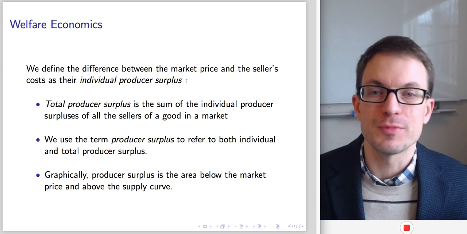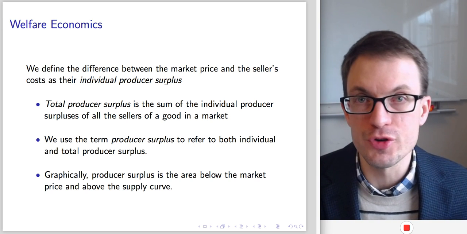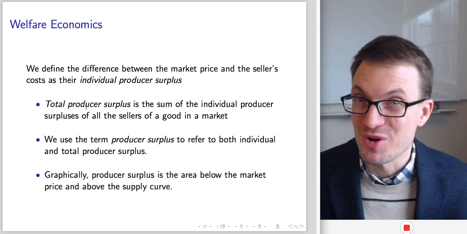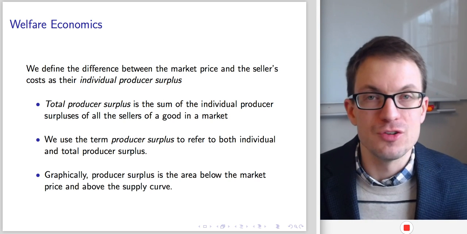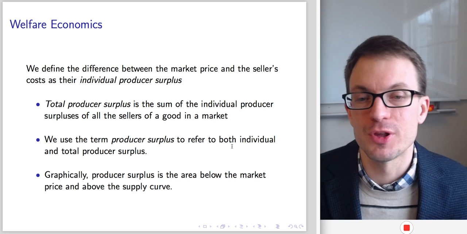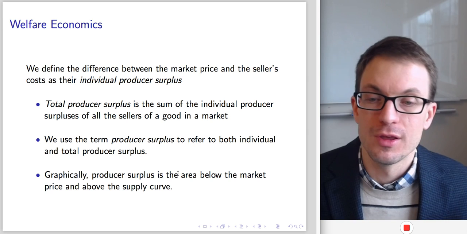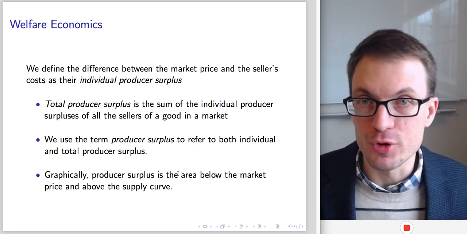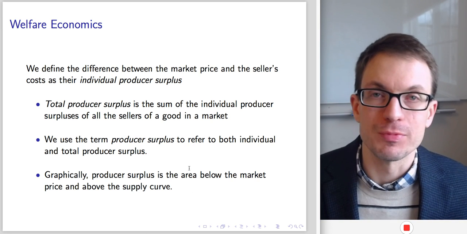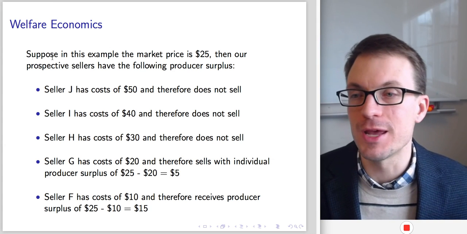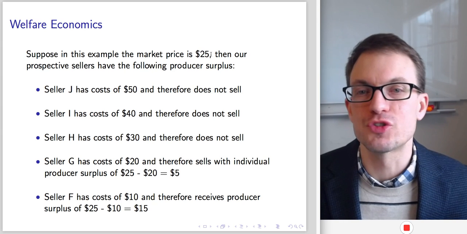We define the difference between the market price, the actual prevailing market price, and the seller's cost as individual producer surplus. Total producer surplus, predictably, is the sum of individual producer surplus of all the sellers in the market. And just like with consumer surplus, we will use producer surplus to refer to both individual and total producer surplus. And as you might expect, graphically, producer surplus is just the area below the market price, the actual market price, and above the supply curve. So we'll see that in a little bit. First, let me develop an example. Let's give us an actual market price to consider. Suppose the market price is $25.